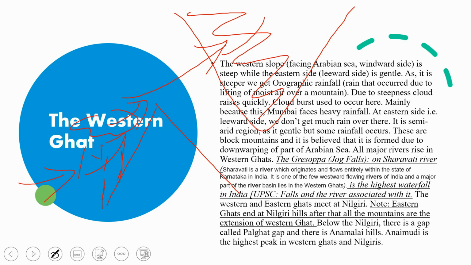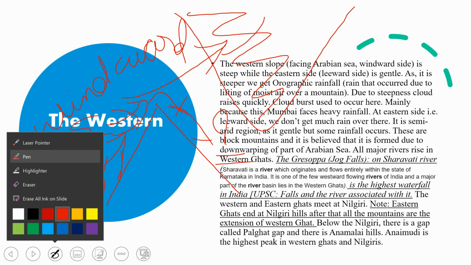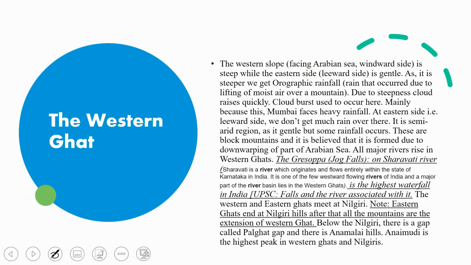And this is your windward side, and this part will be your leeward side. So when this air goes down, it will have very little moisture, so most of the rainfall will be given here, and here you will get very little rainfall. So it will be an arid region kind of thing that you will observe here. Okay, so we will get orographic rainfall.